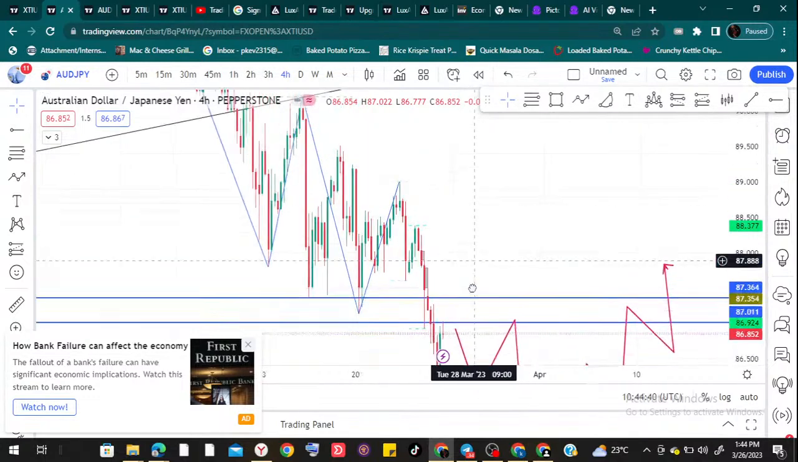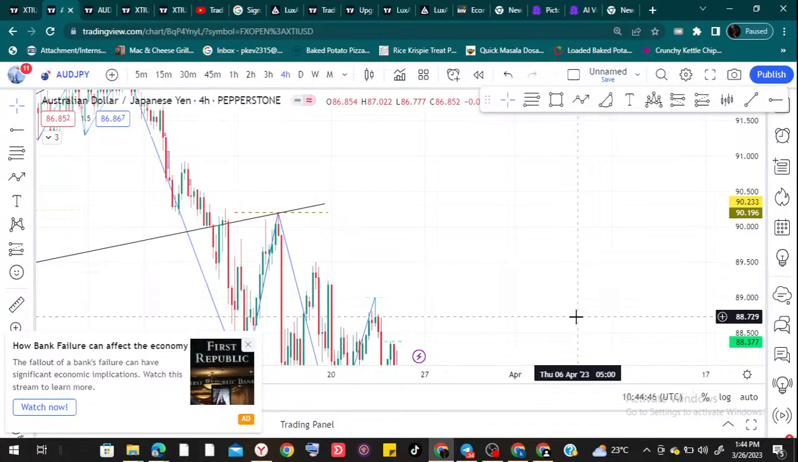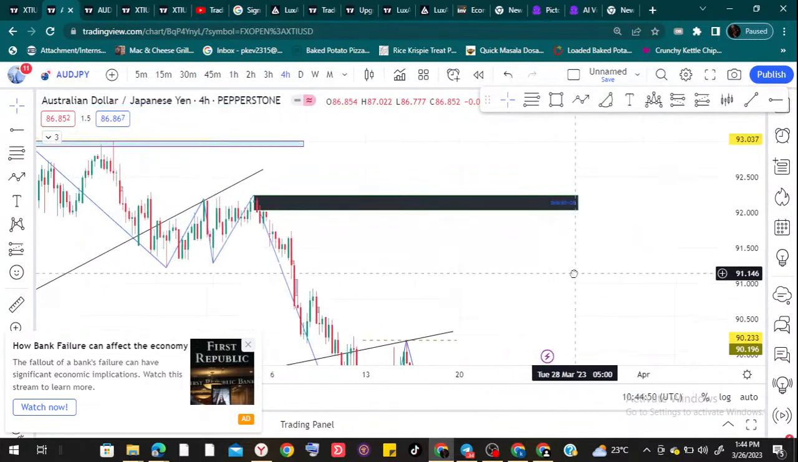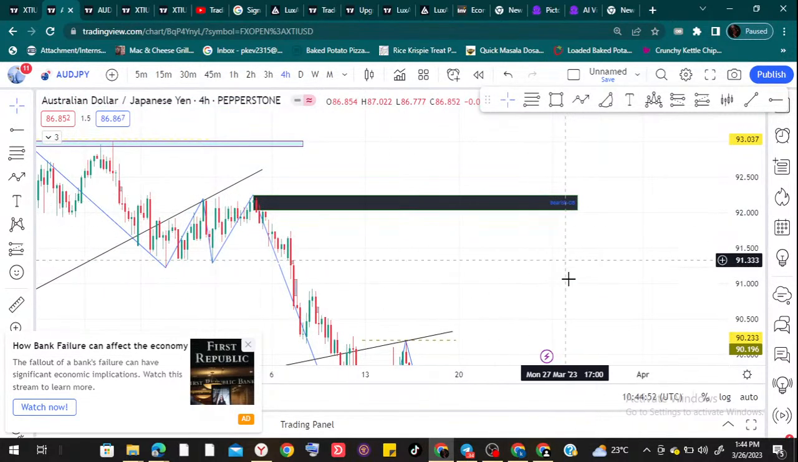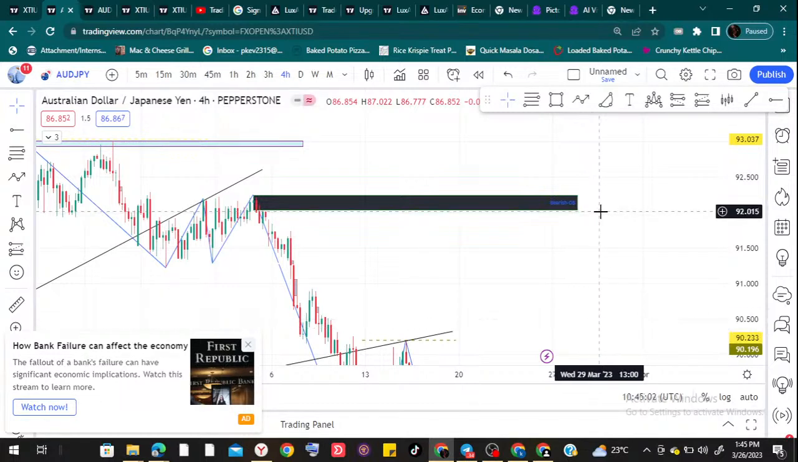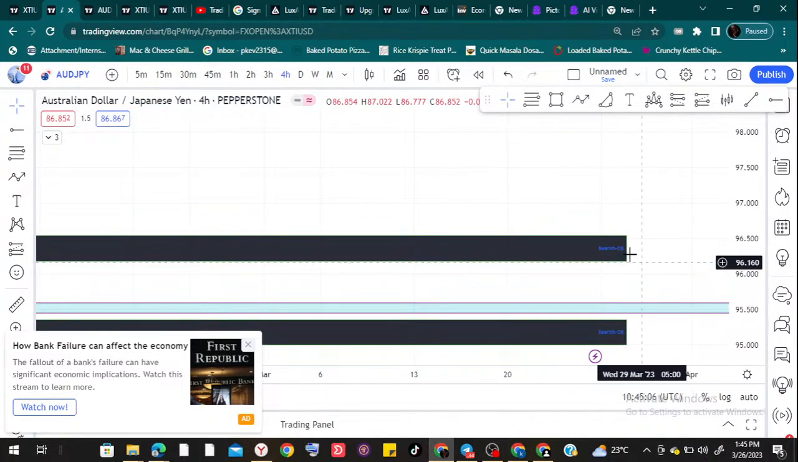It needs to create another higher high, or even a higher low. So if it creates another higher low that will be lower than the previous one, then we'll be expecting another push to the downside. But if it decides to create a higher high, then guys, these are the zones I'll be waiting to take my profits.